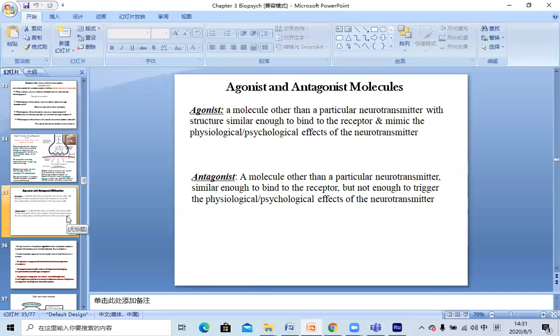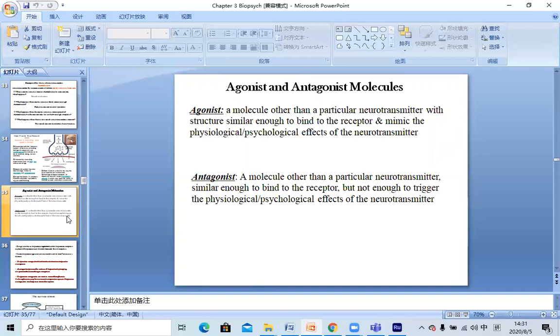A couple of key concepts about neurotransmitters: agonists and antagonists. Agonist means helper. An agonist is a molecule other than a neurotransmitter, but it has a similar structure to the neurotransmitter, so it binds to the receptors. At the same time, when it binds to the receptor, it does the job. It stimulates the second neuron, and the second neuron fires. So an agonist is like a booster. An agonist has the same or similar effects as a real neurotransmitter.